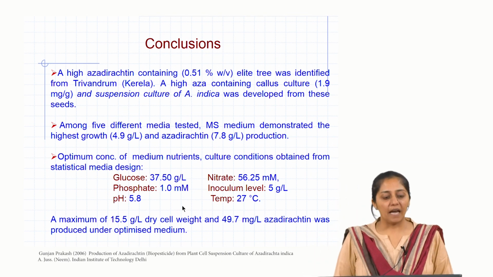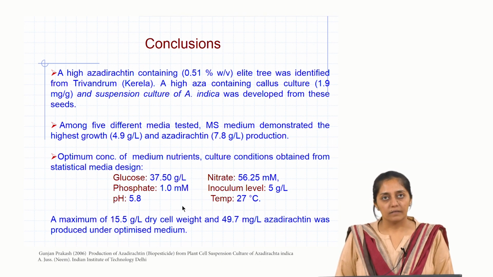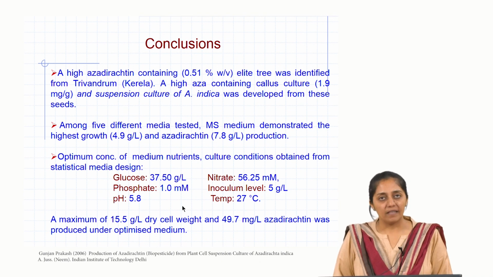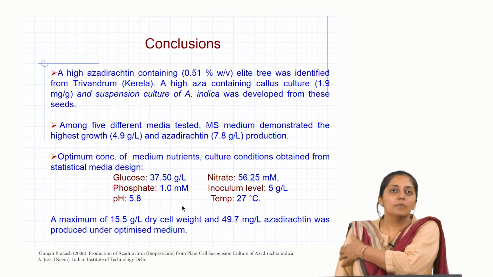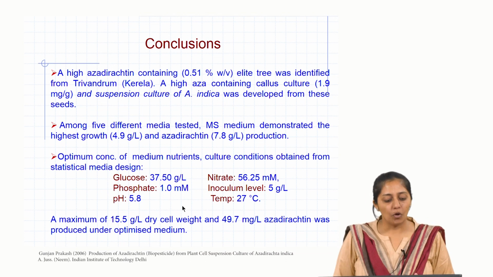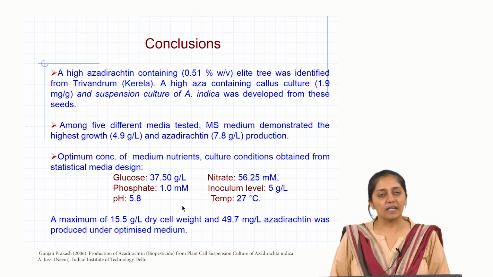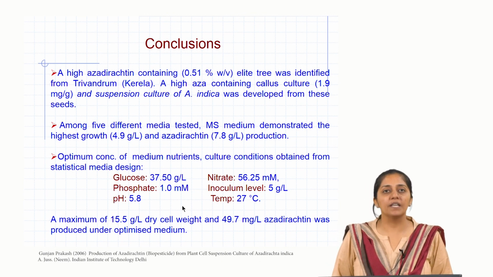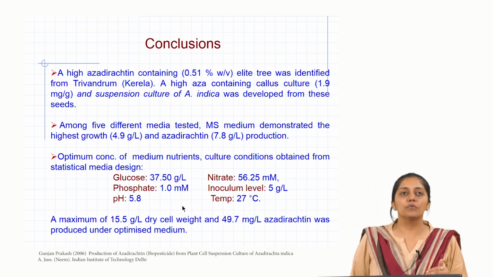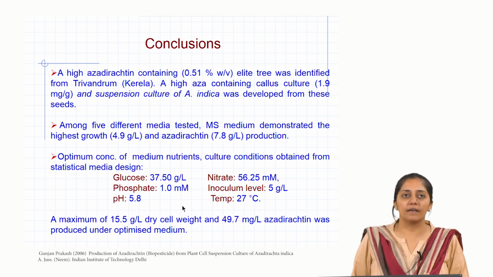They began with a high azadirachtin containing tree based cell line. They developed callus culture and then suspension culture. Among 5 different media tested, Murashige and Skoog medium demonstrated the highest growth and azadirachtin production. Then the optimum concentration of the medium nutrients and culture conditions was obtained using statistical design of experiments, which minimizes the number of hit and trial.